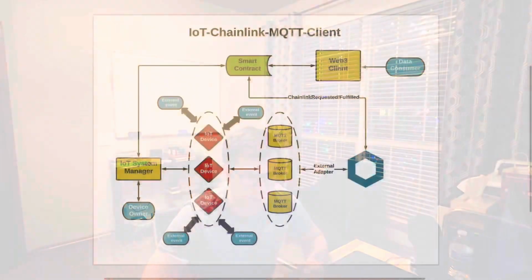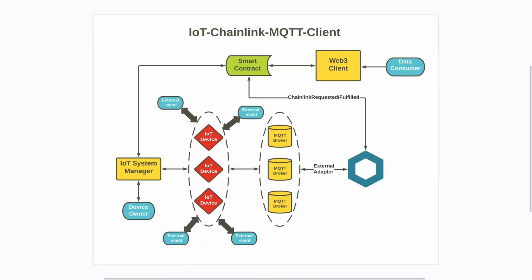And I wrote this smart contract to communicate to a Chainlink node that implements a Chainlink external adapter to connect to this broker. This flowchart, I think, showcases how IoT data can be delivered to smart contracts and vice versa, how you could push data from a smart contract onto an IoT device network.